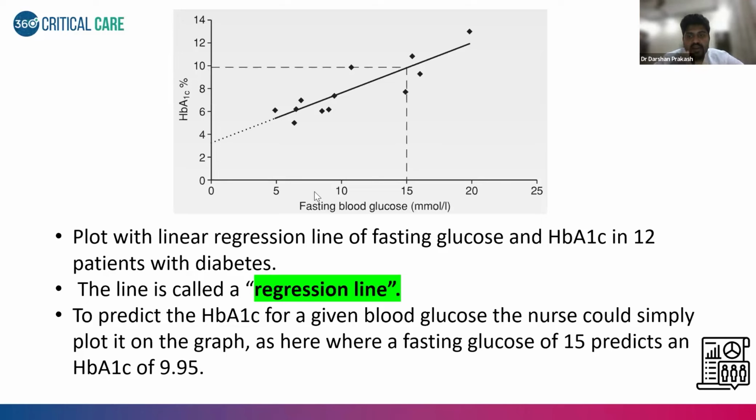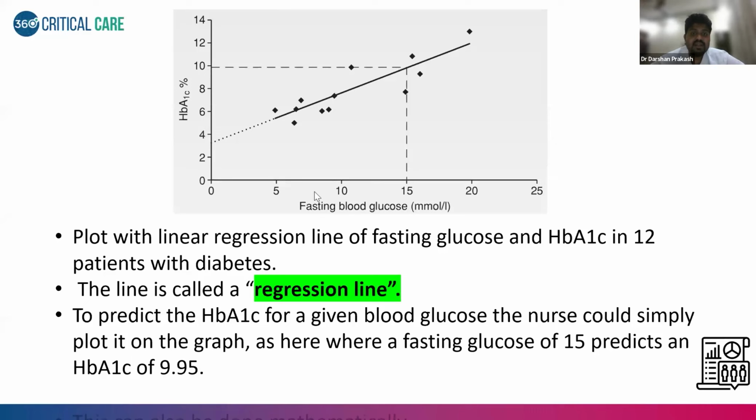So on the contrary, what I want you to understand is, by this graph, if a patient's HbA1c comes to 9.95, the probable regression at that time will be 15 millimoles per liter of fasting blood glucose. So this is what we need to understand. Whether this holds true or not has to be checked in multiple trials. This is what it helps us understand.